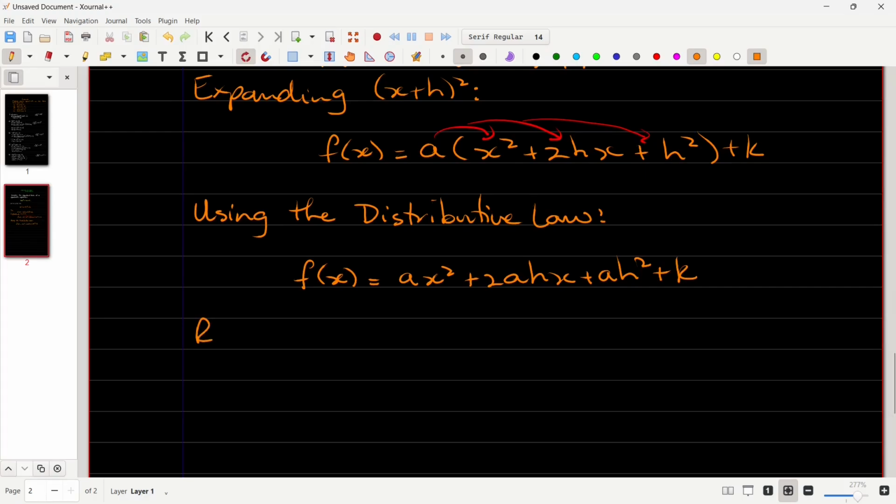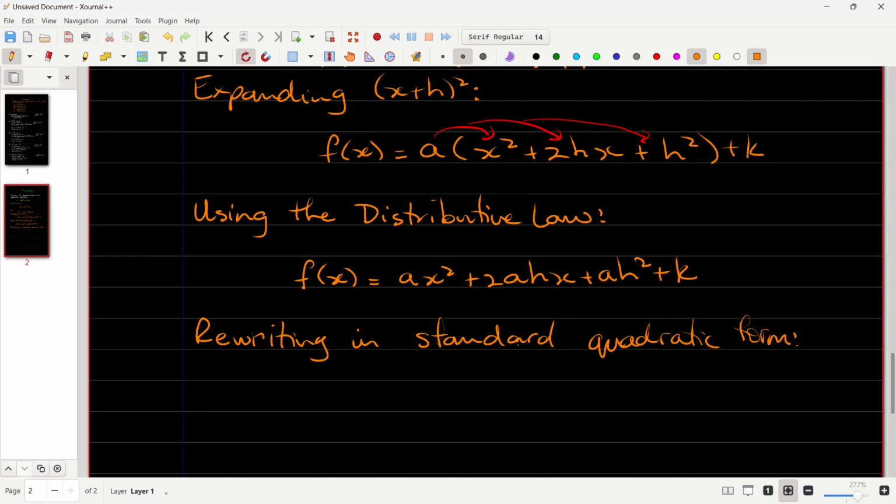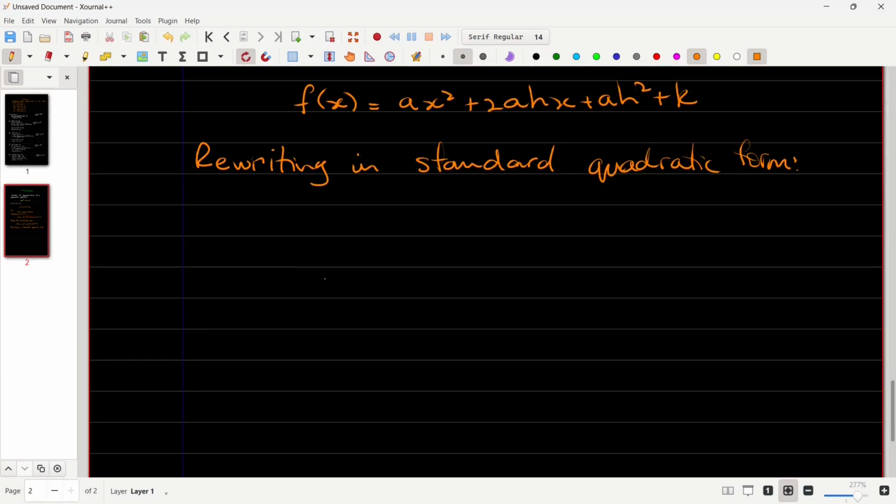And then what I need to do now is rewrite it in the standard quadratic form. So rewriting in the standard quadratic form, I would be able to see that f of x would be equal to, and I'm going to change the colors around here, a, and then put back my x squared here. And then I'm going to put, let's just use blue in this one, plus 2ah for my x term. And then at the end of it, I'm going to write it in yellow. This last part, plus open bracket here, is going to represent ah squared plus k.